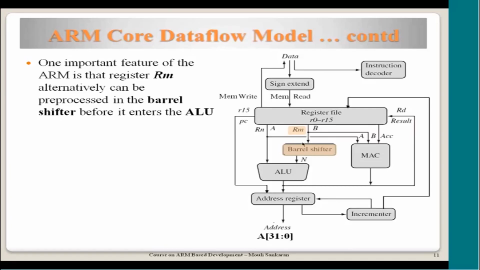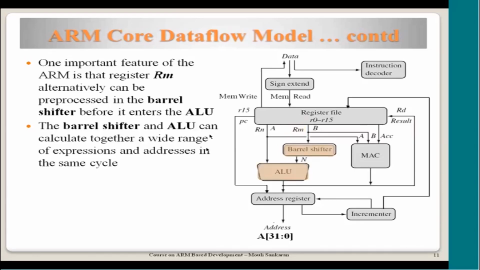Based on the instruction, the barrel shifter will be used, or it could be a short circuit. But suppose you say add R0, R1, and I want that to be written into R2, then R0 and R1 come directly there, and then the result is written into R2. So this is the way the barrel shifter is used in the processor. So the barrel shifter and the ALU can calculate together a wide range of expressions.